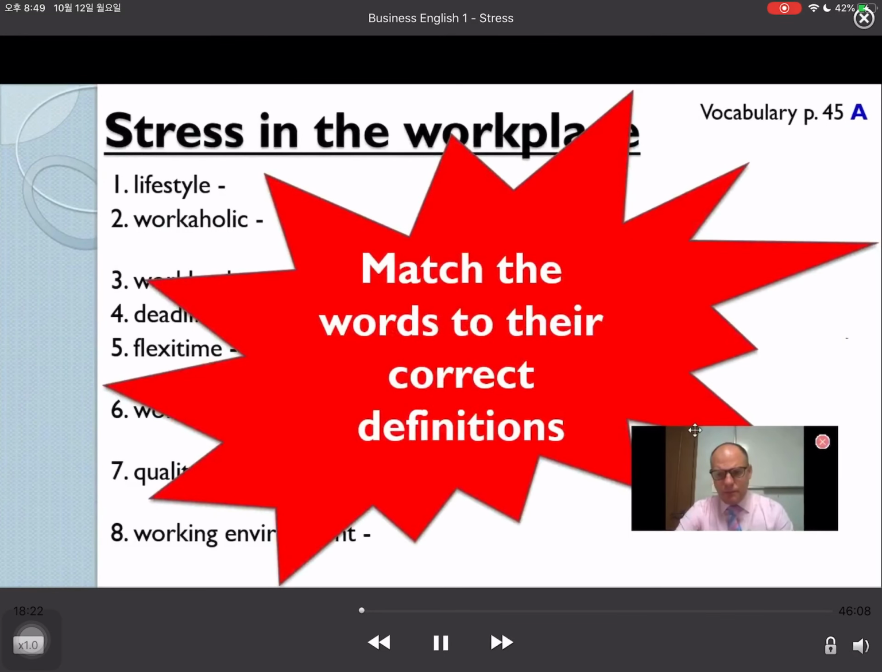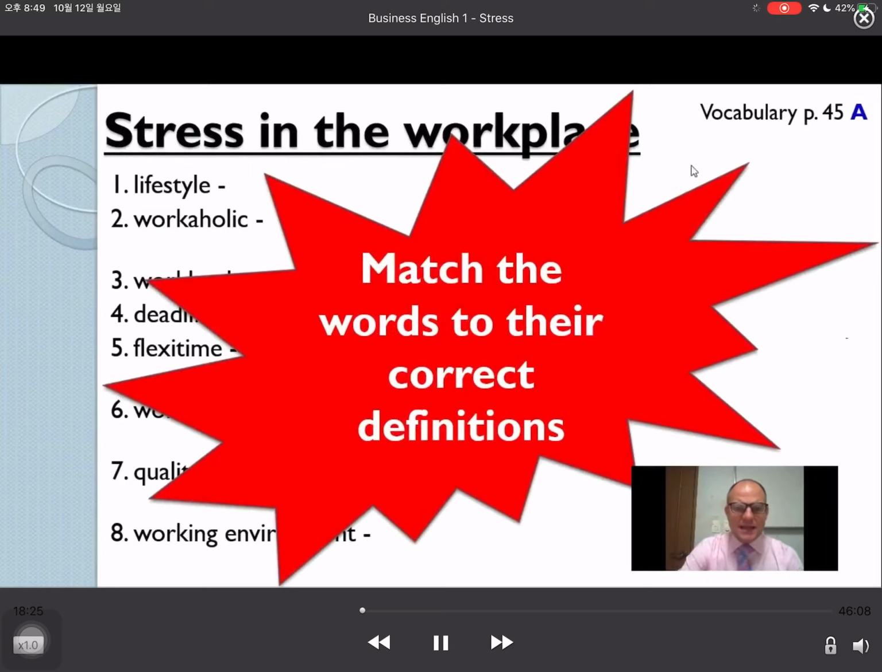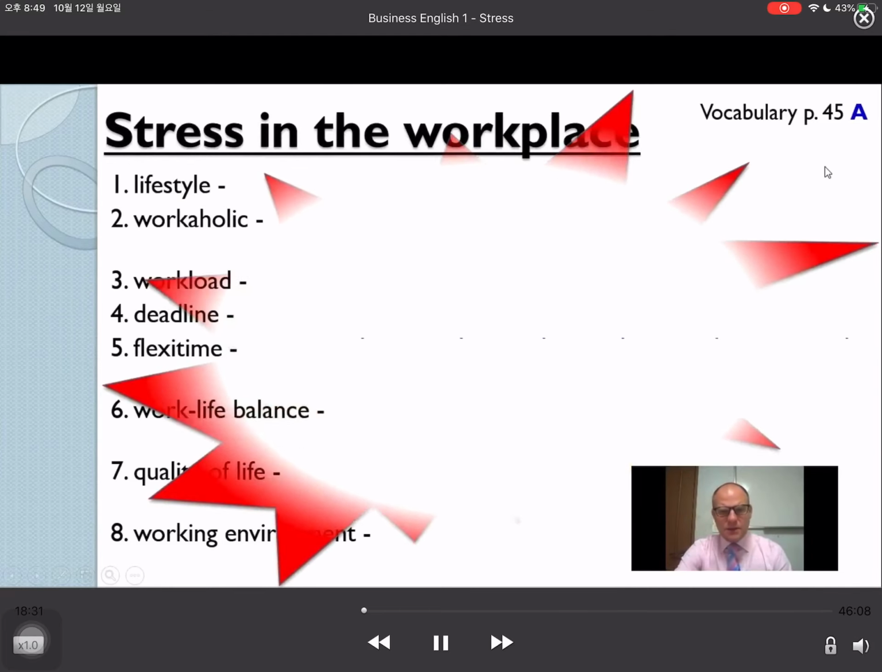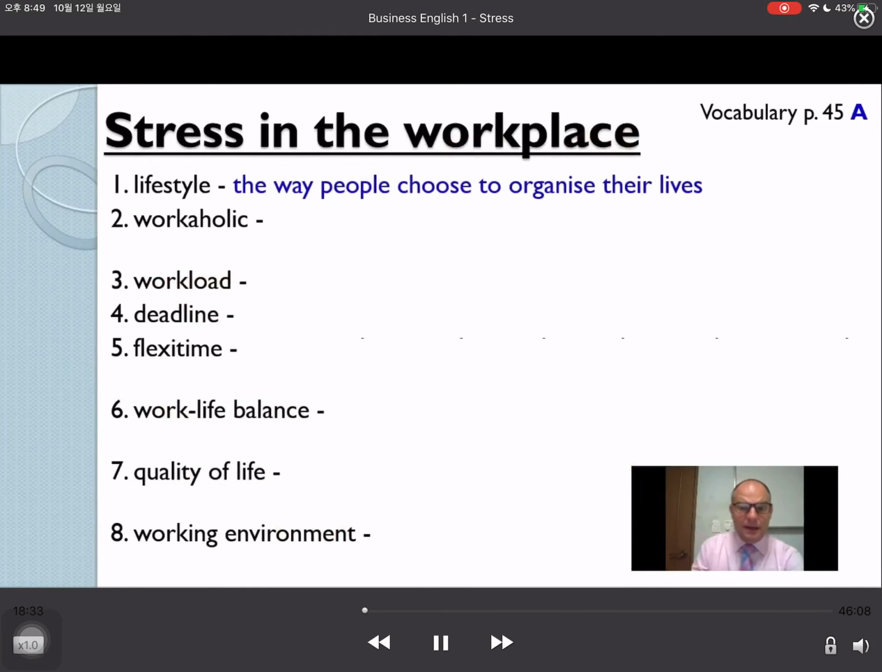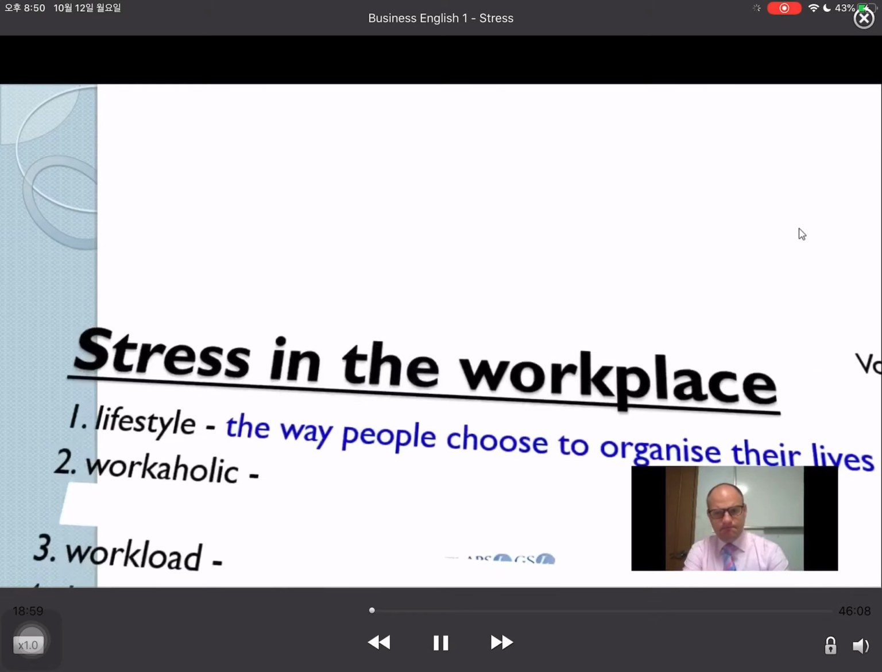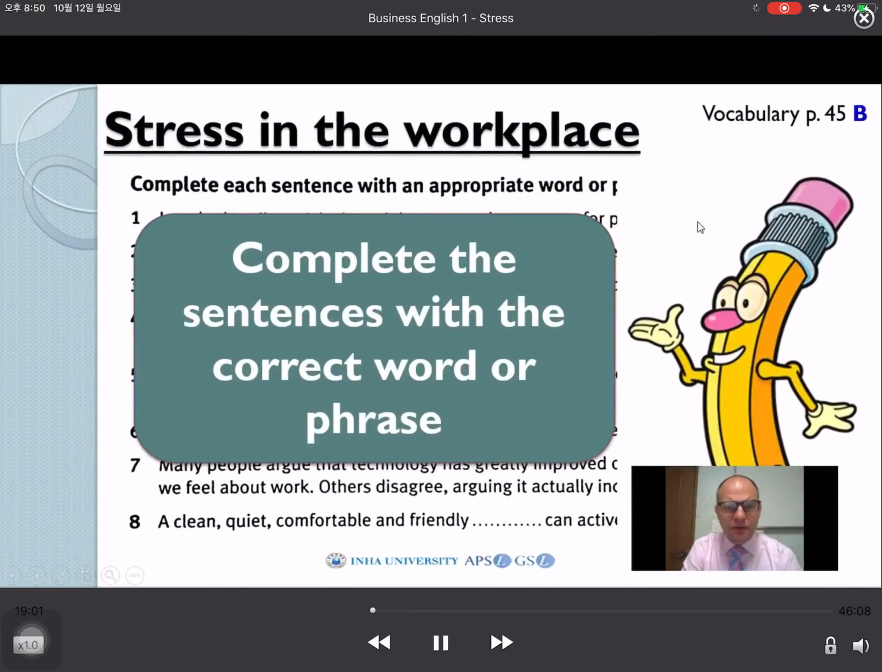Okay, so next one, we're moving on to the vocabulary section, and what you need to do is match the words to their correct definitions. So we got some of those words that came up in the pre-reading, so some of you will know these quite well, and see if you can match them to the definition that's in the book. So for example, lifestyle, the way people choose to organize their life will be a good definition of what a lifestyle is. See if you can finish the rest of that vocabulary related to stress. Once you're finished, move on.